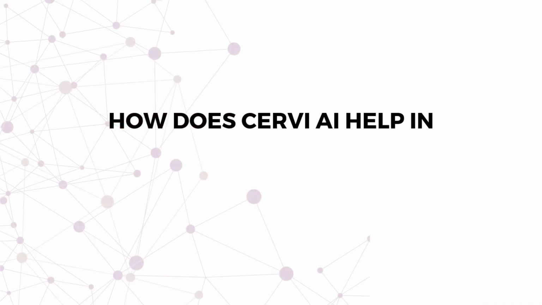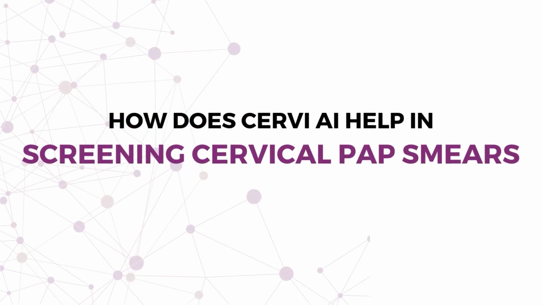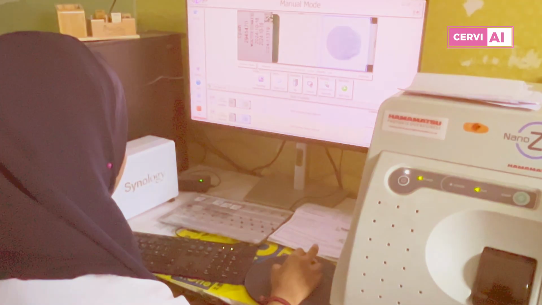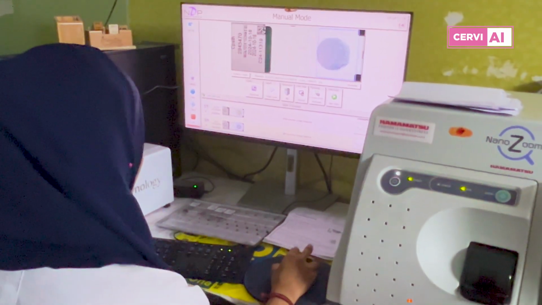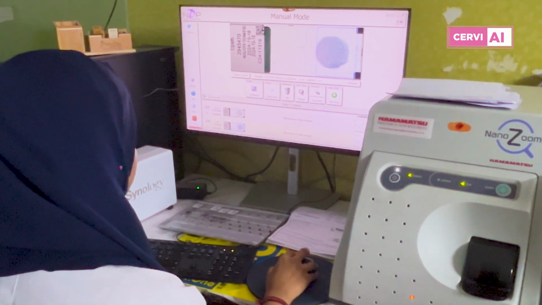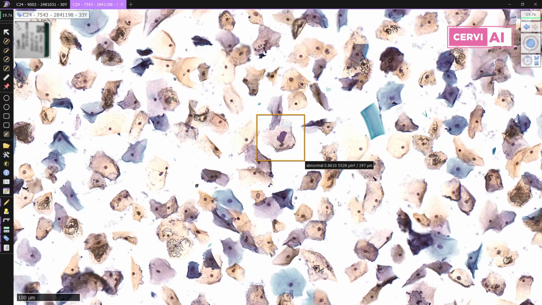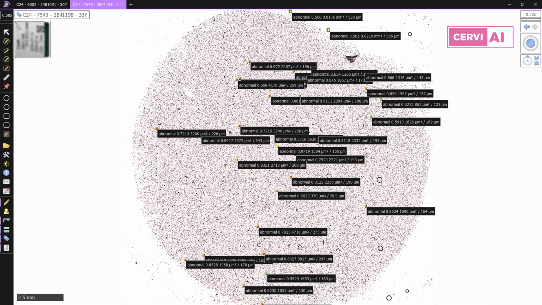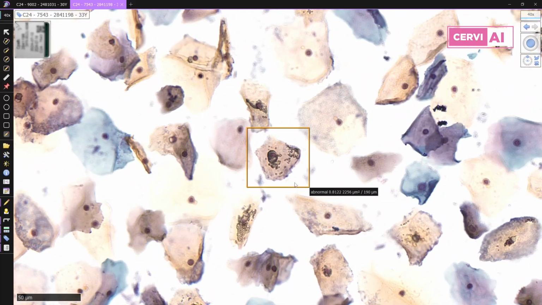How does CerviAI help in screening cervical pap smears once they are digitized? Once the slides are digitized, CerviAI goes through the complete slide, and it identifies the potential abnormal cells. These abnormal cells are shown in a grid view, where the pathologist goes through the grid view, identifies the potential abnormal ones and comes to a conclusion on where the potential abnormal cells within the slide can be. That way, CerviAI helps in identifying the potential abnormal cells and cutting down the pathologist's time over a slide.